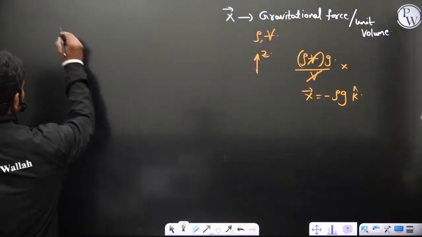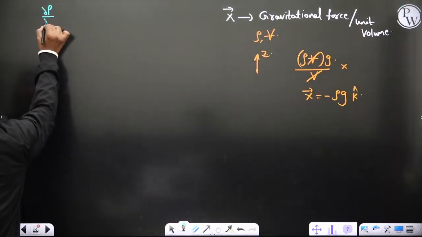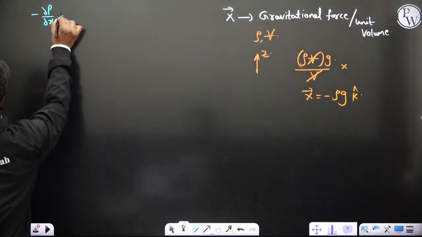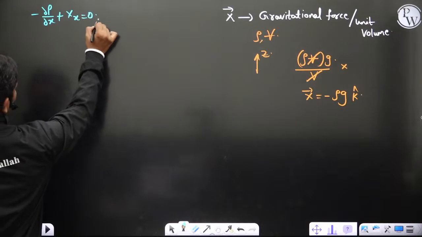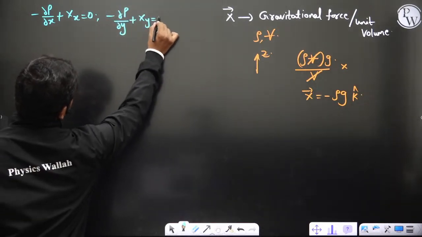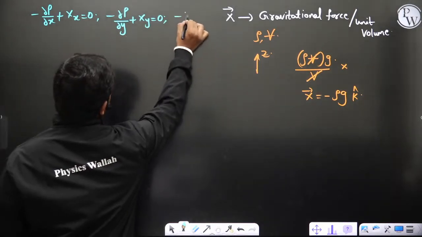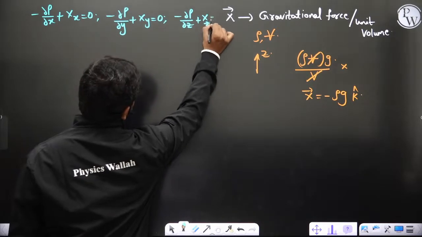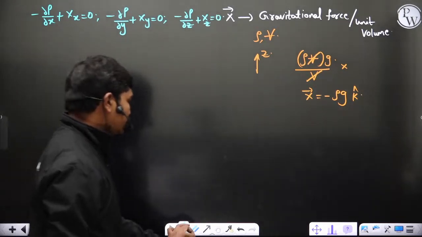So you can see carefully, we have ∂p/∂x minus, similarly, minus ∂p/∂x plus Xx is equal to 0, minus ∂p/∂y plus Xy is equal to 0, and minus ∂p/∂z plus Xz is equal to 0, obviously. Okay, so this is what we have.